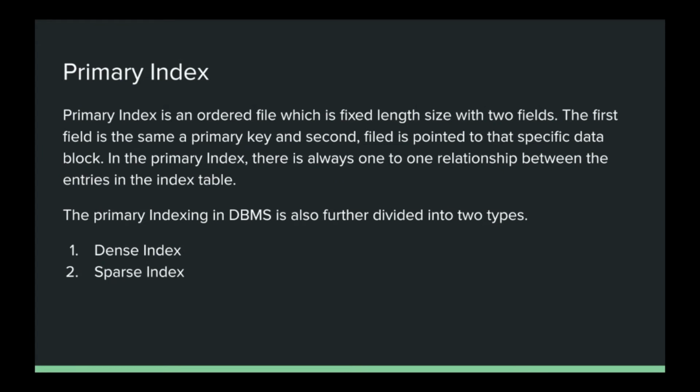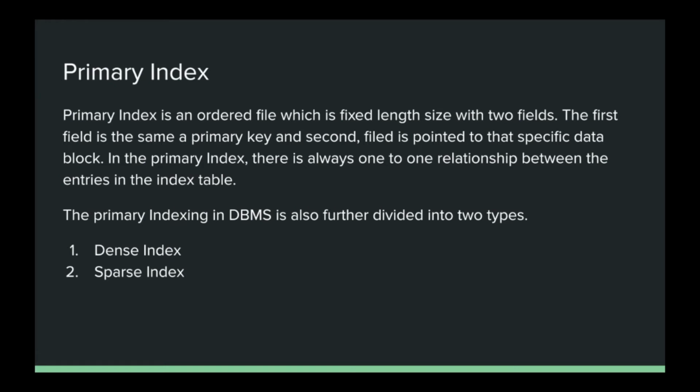In a primary index, it's an ordered file, which is of fixed length with two fields. Why is it fixed length? It is equal to the size of the table for which you have created that index. The first field is the same as the primary key. Whatever primary key you have used, usually an auto-incremented ID, integer or bigint, that will be the primary key. The second field points to the specific data block where the information is stored. I will give you an example in the table. In the primary index, there is always a one-to-one relationship between the entries in the index table.